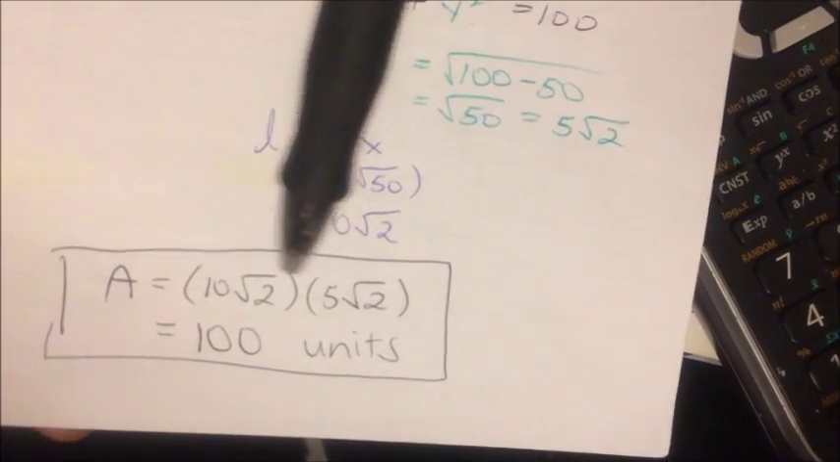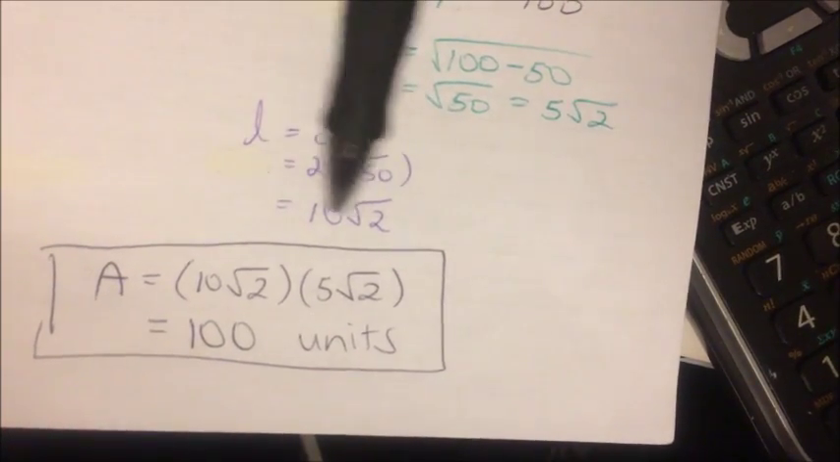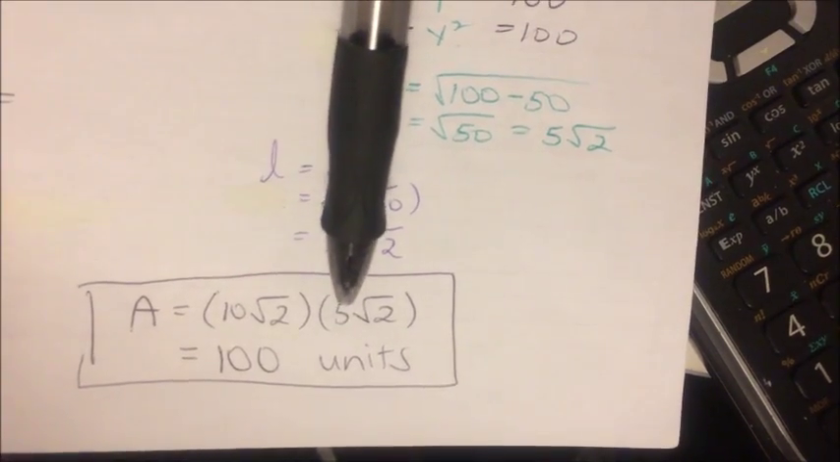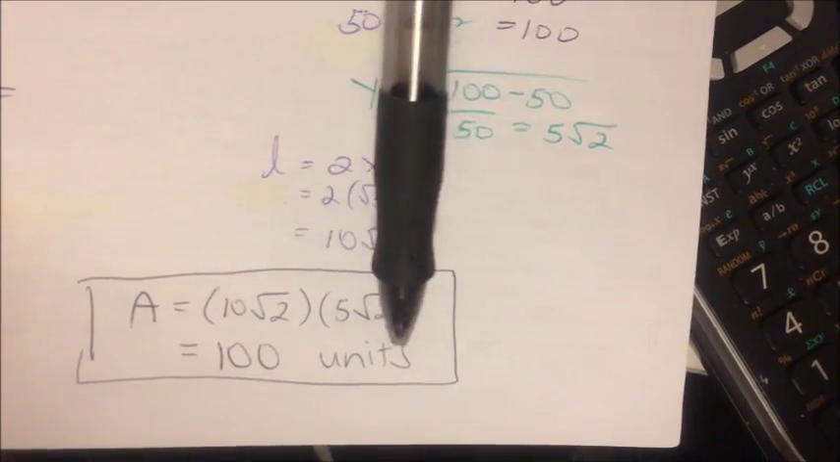So the area would be length times width. Here's our length, and our width is y, so 10 root 2 multiplied by 5 root 2 equals 100 square units.